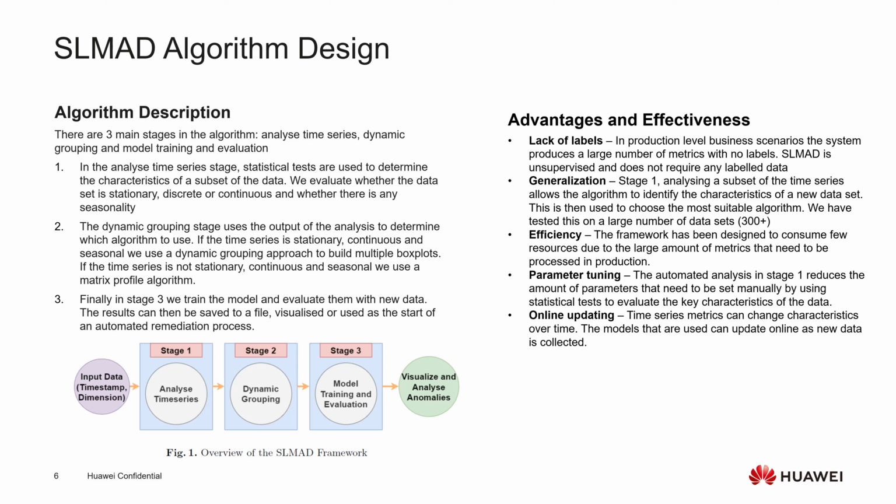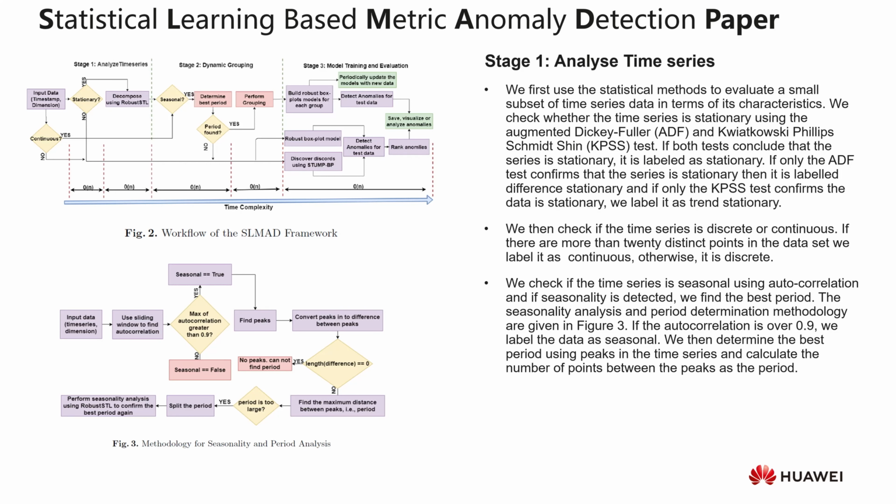The third advantage is that the framework is very efficient. It has been designed to consume few resources, and due to the large number of metrics that are needed, this can increase the amount that we can process. And finally, our models are able to update online. The time series metrics can change characteristics over time, and our models are able to update as new data is collected. So in this slide, we go into a bit more detail on each of the individual stages.